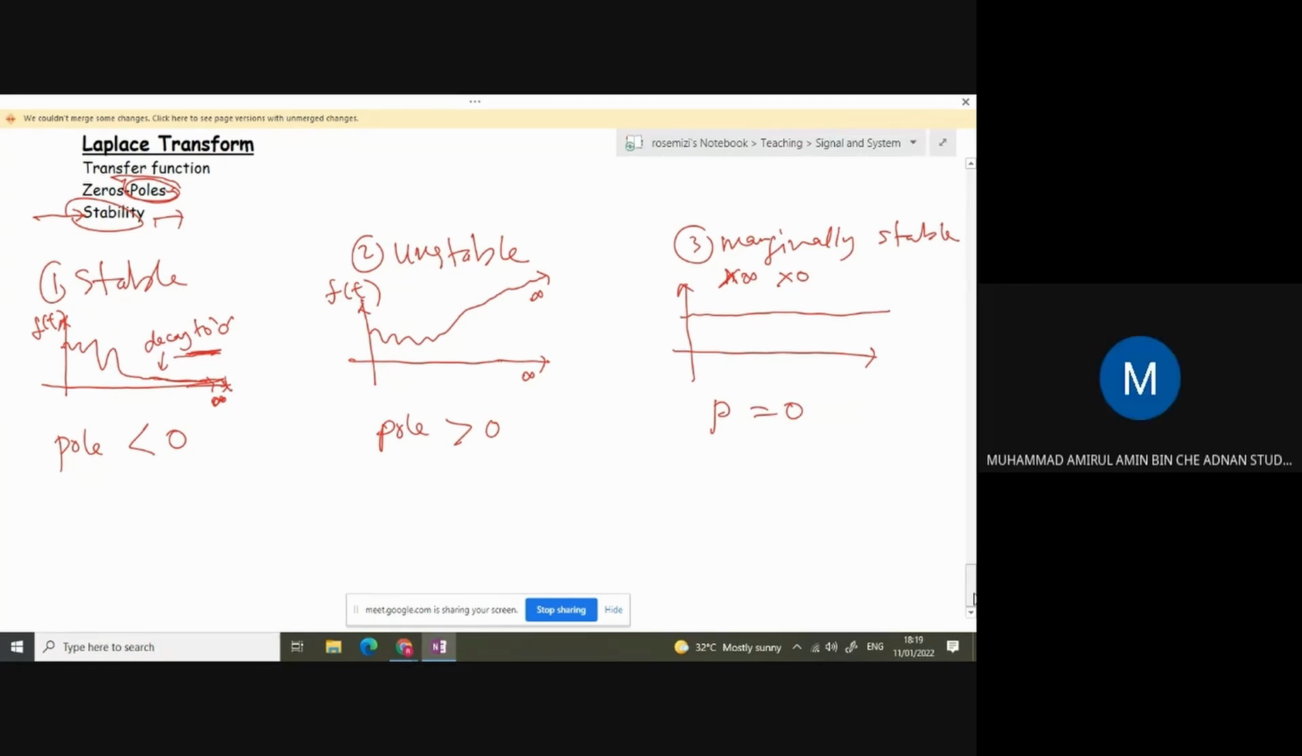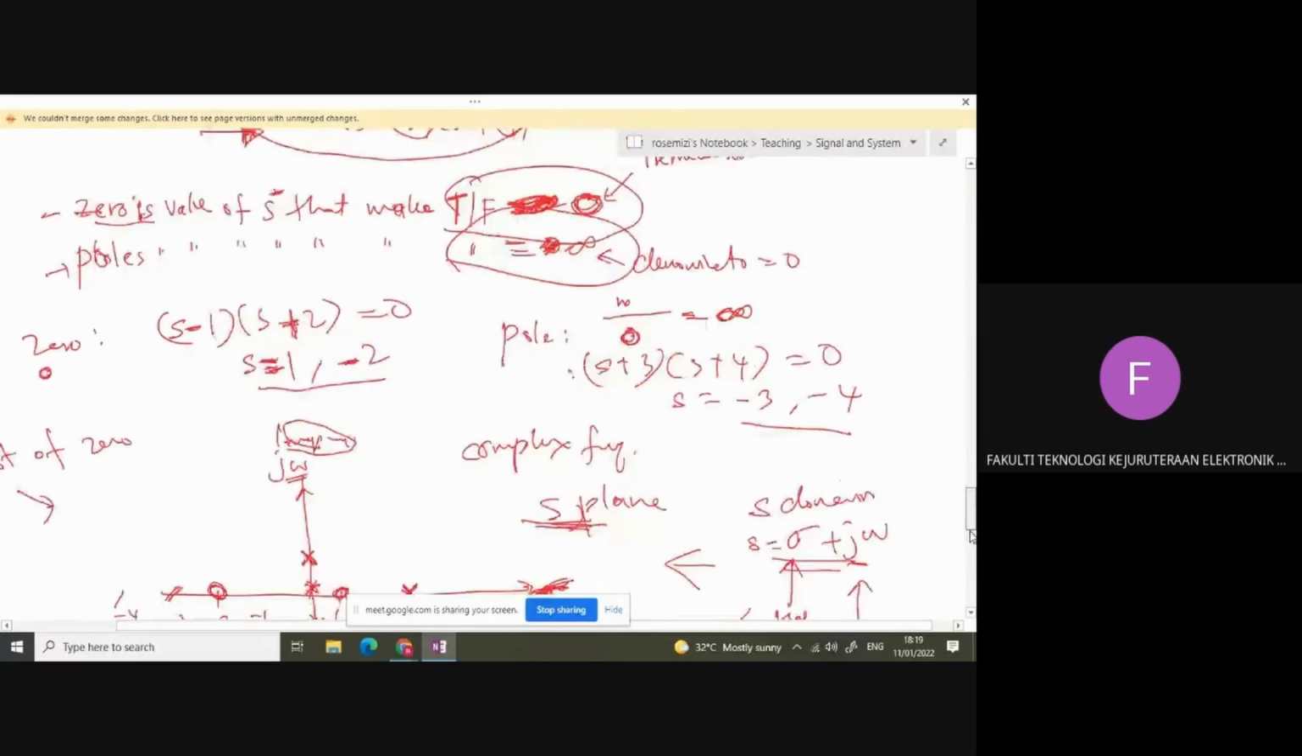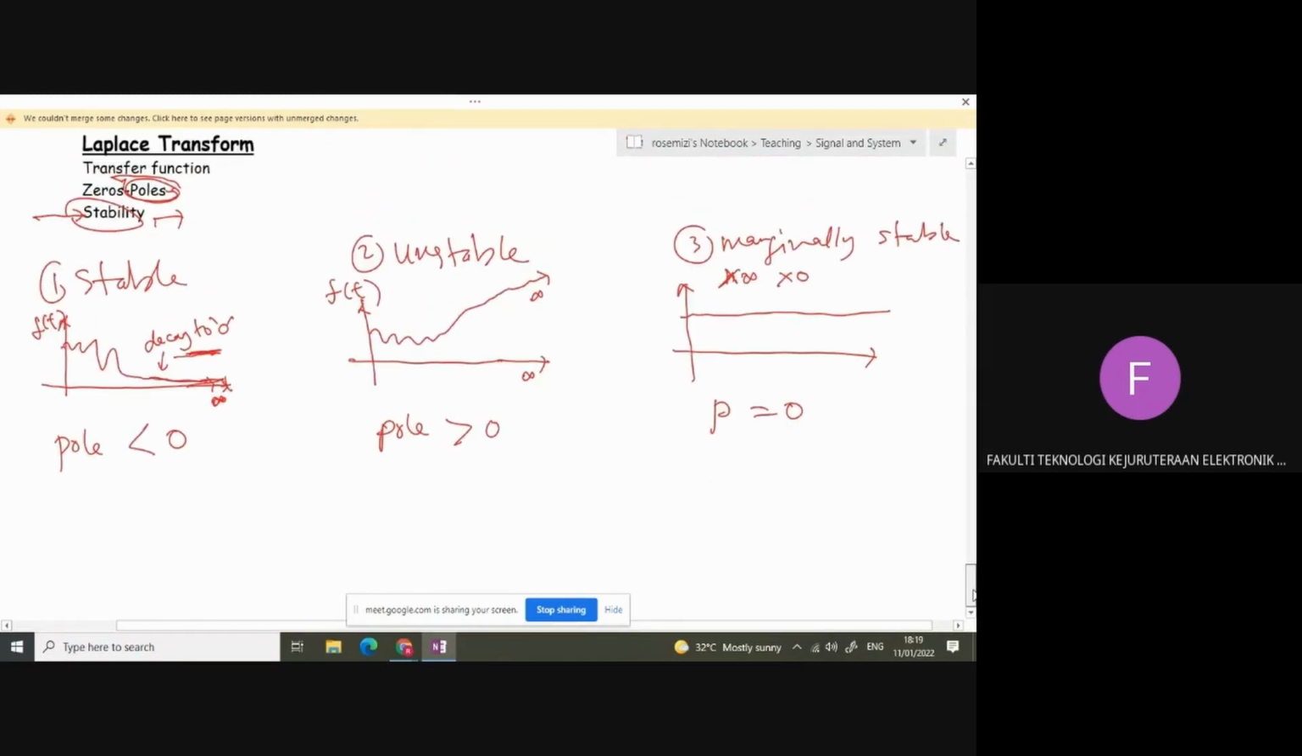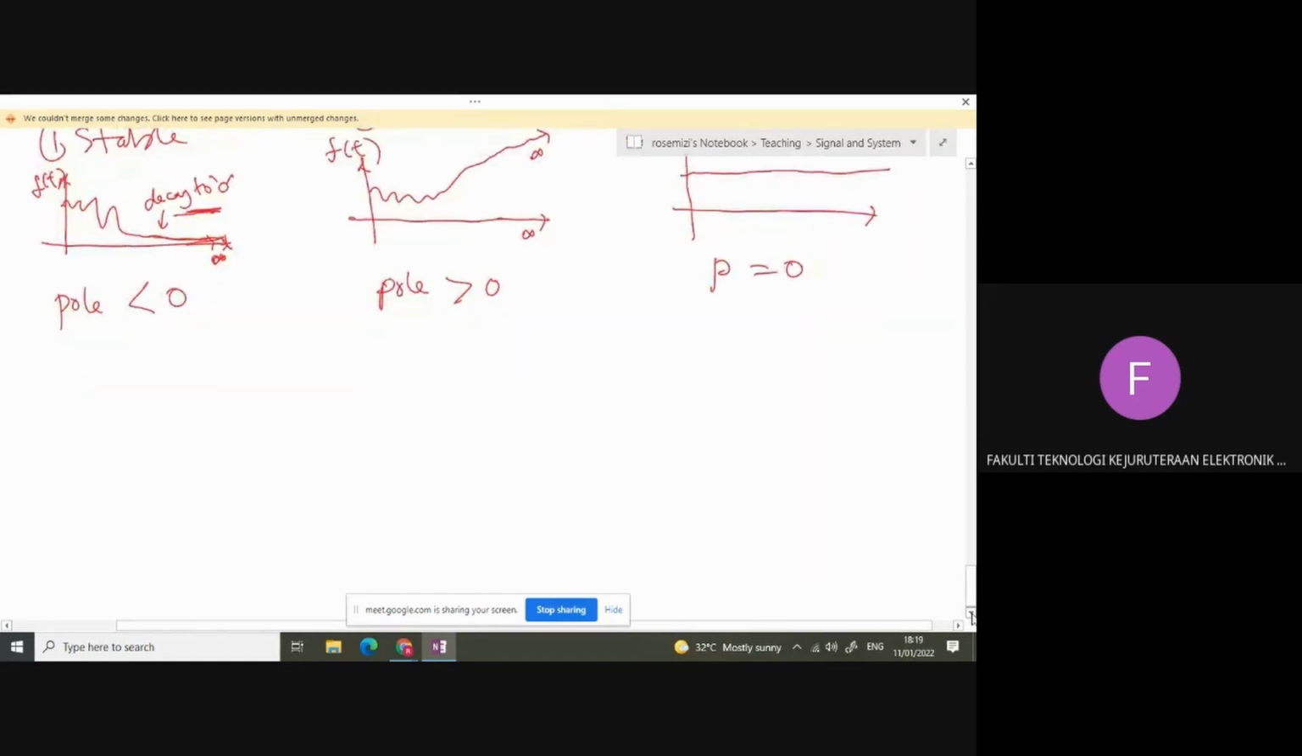Okay, sir. Example, Prof. Okay, I will give an example here. What is the relation between stability and poles? Why poles? For example, let's say our G(s) is equal to 1 over S plus A. I just take one value only for the example. From this, what is the value of the pole? Equal to minus A. Pole is minus A.